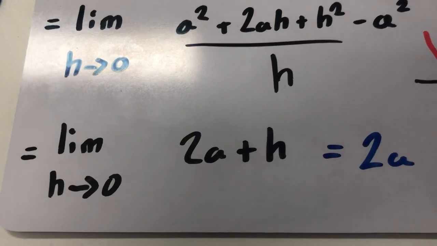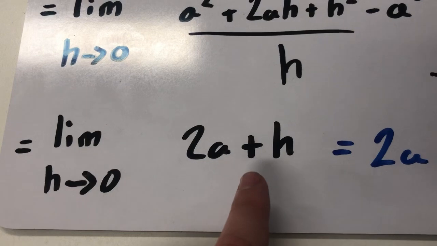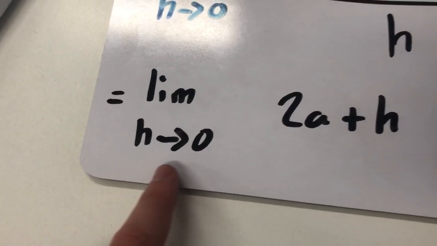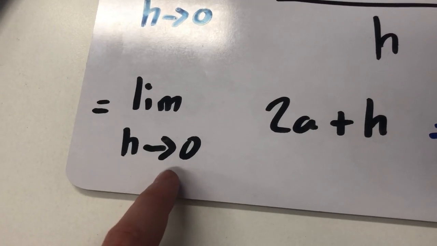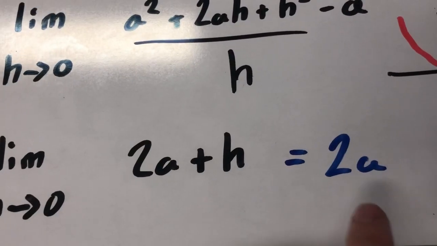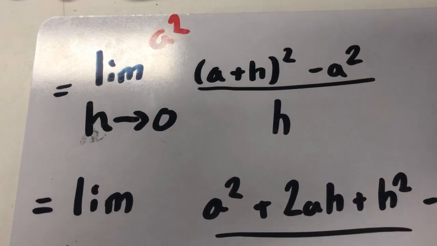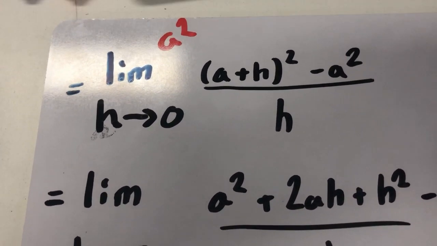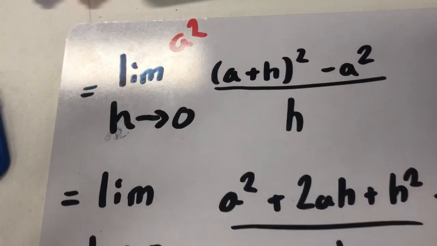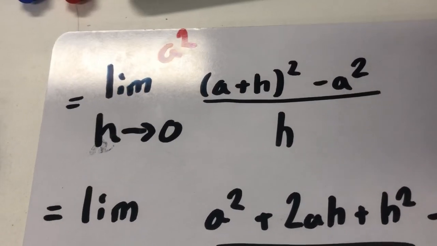Then finally it's going to simplify down to 2a plus h, which equals 2a as we've substituted in h is equal to 0. So 2a plus 0 is equal to 2a. Now if I was going to substitute h equals 0 right at the start, we would have ended up dividing by 0, and it also would have been 0 over 0. So that just wouldn't have worked out very nicely for us.